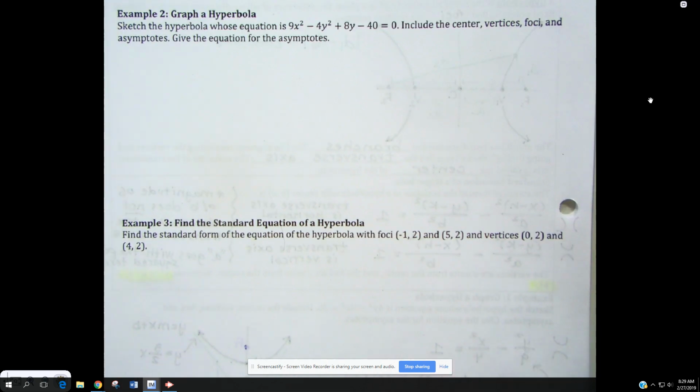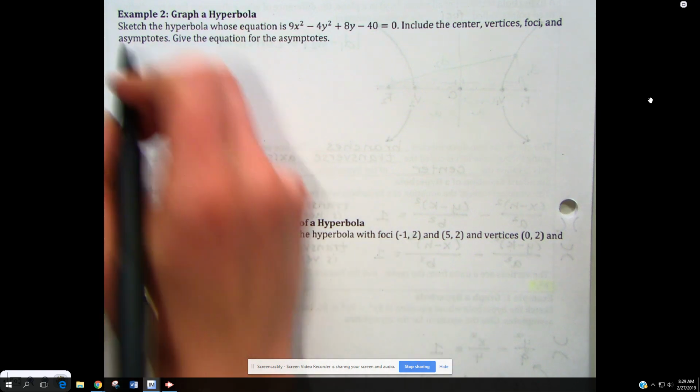All right, this one's a little trickier. Lots of things happening here, right? You've got to set it up. It's not in standard form. And I think this one also is going to move around. So let's go ahead and work on standard form first.